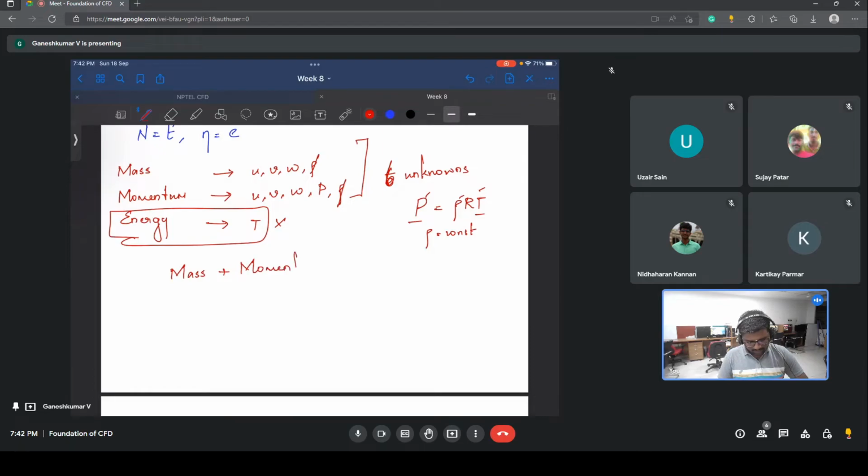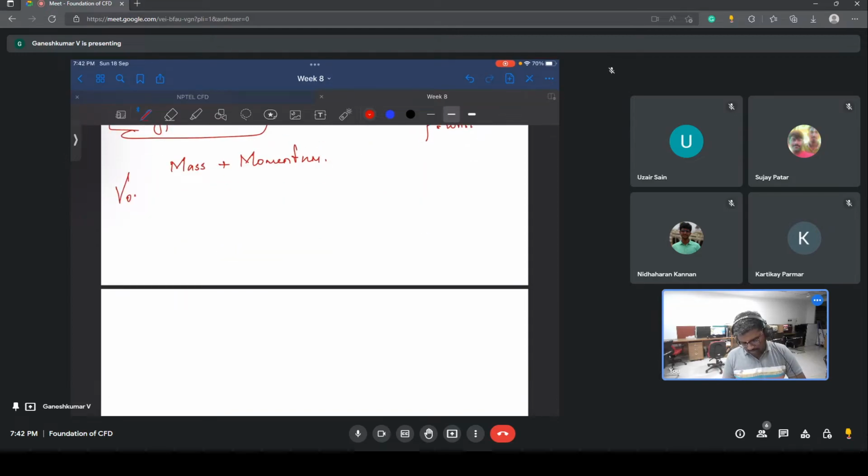Then what we saw was something called the vorticity transport equation, right? I am not writing the equation again here. So why did we use the vorticity transport equation? Can anyone recall it?